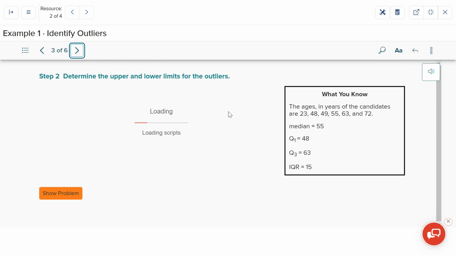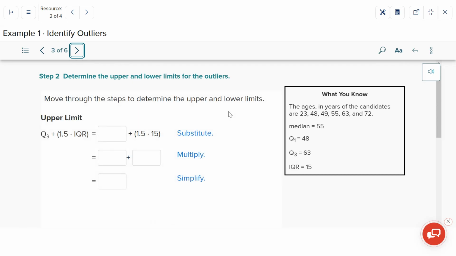We're going to determine the upper and lower limits for the outliers. So they already skipped a step for you here. They found the median of the data, they found the Q1 of the data, they found the Q3 of the data, and then we found the IQR by subtracting those. So we've got our IQR, which we need for our formula here, and we've got our Q1 and Q3, which we also need.